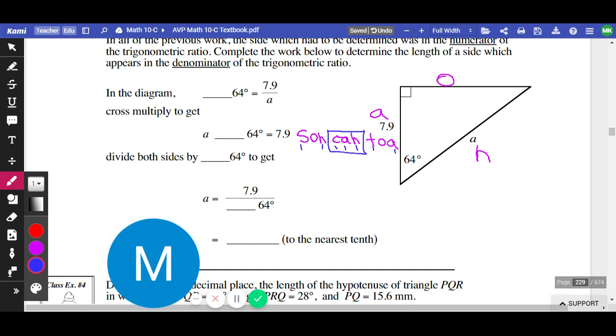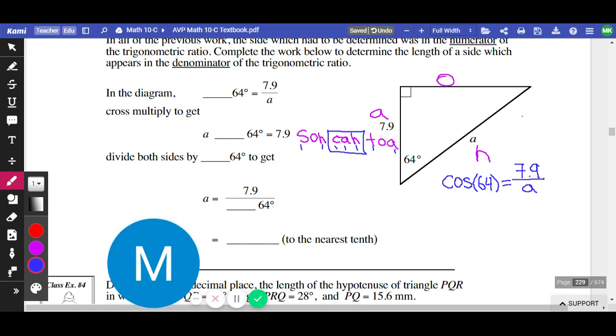Here's the difference with this question. When we set up cosine and we put in our numbers, we're going to have cos of 64 equals, and then we're going to have adjacent, which is 7.9, over hypotenuse, which they've called A in this case. We get a little bit of a problem. The problem is that the variable isn't on the top of the fraction anymore. Before, it used to be really easy. We would just look at it and say, oh, multiply the bottom number over and you're good.